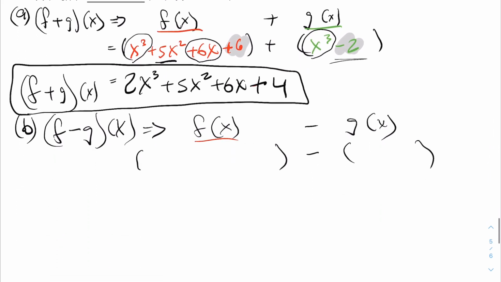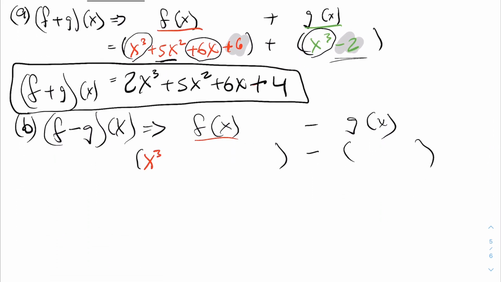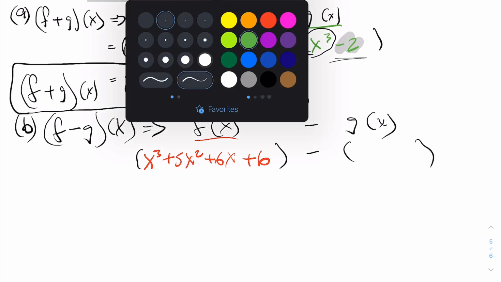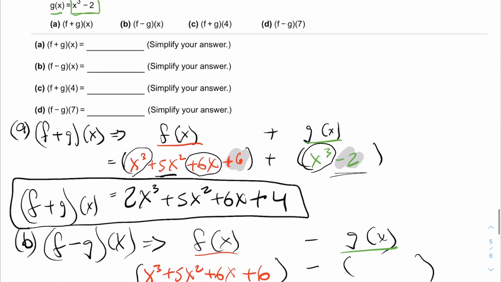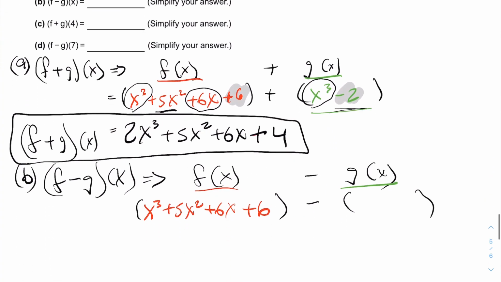So let's write down that red stuff. It just says x cubed plus 5x squared plus 6x plus 6. And then we want to write down what the heck is g of x. Of course, g of x is the same as it is before right here. So that's just x cubed minus 2.